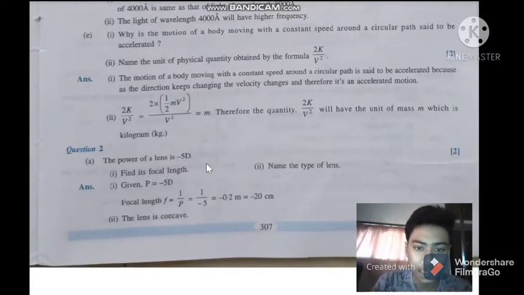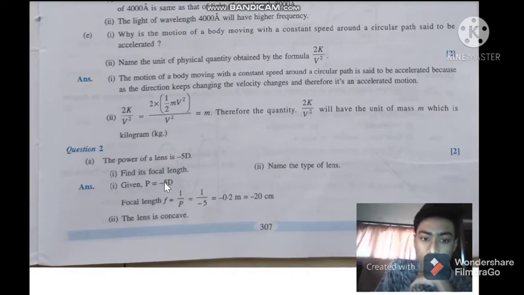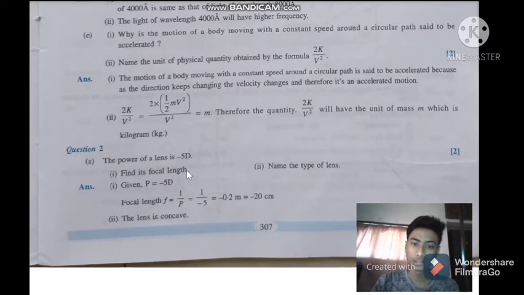The power of the lens is minus 5 diopters. Find its focal length. Name the type of lens. These two are our questions. So first we find the focal length. When the power is given to us, the focal length comes in meters, so we need to convert it into centimeters, or if we keep it the same, the value would come in meters. So f equals 1 by P. So ultimately 1 by minus 5, which is minus 0.2 meters, or we can say minus 20 centimeters. And what is the lens? We obviously know that when the power is negative, it's a concave lens.